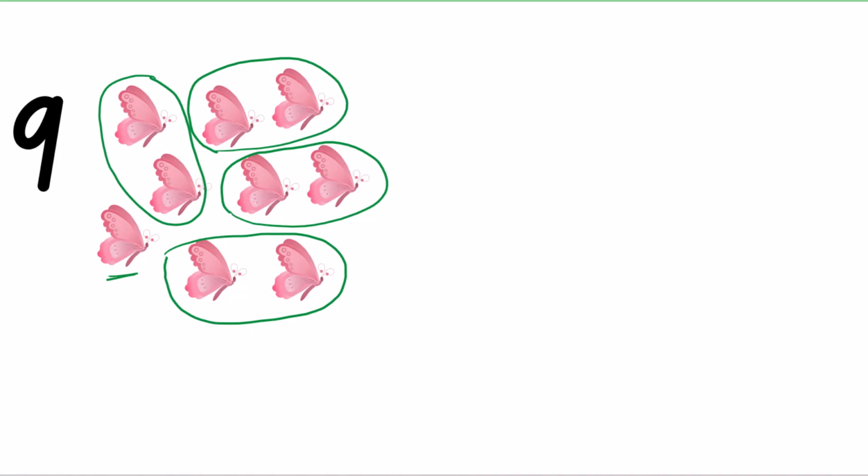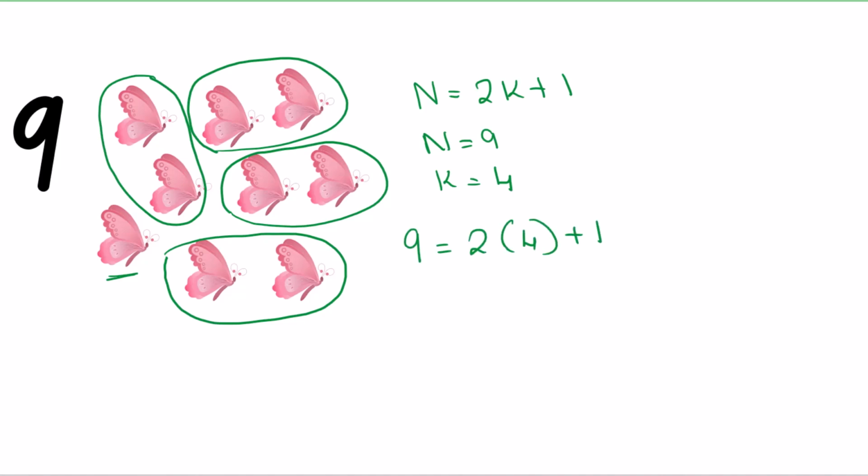Now let's connect the mathematical formula for an odd number to this simple demonstration. N is equal to 2k plus 1. N equals 9 because the total number of butterflies we have got is 9. And k: we have formed 4 complete pairs of butterflies, so k is equal to 4. Substituting these values into the formula, we get 9 equals 2 times 4 plus 1. 9 equals 2 into 4, which is 8, plus 1. And what does this indicate? This indicates that 9 is an odd number.